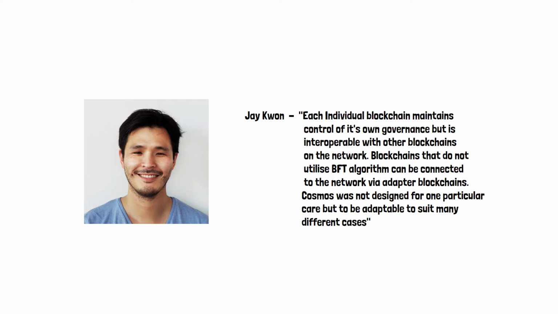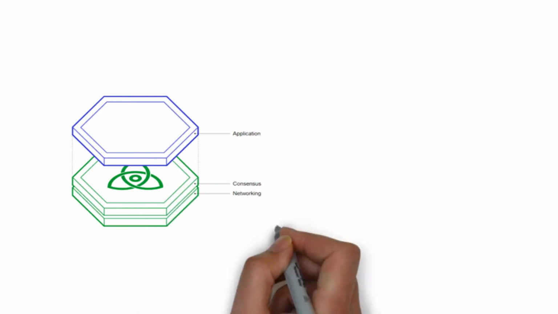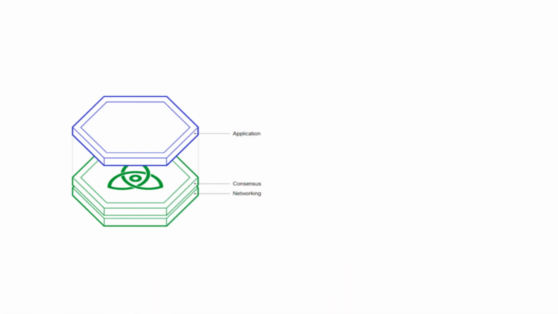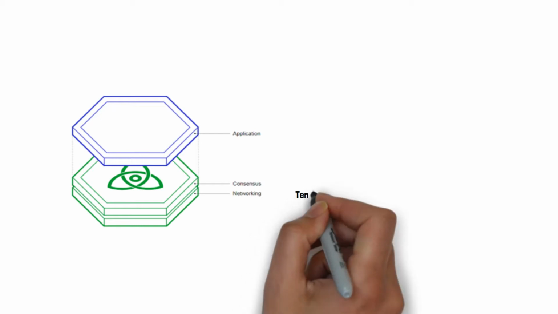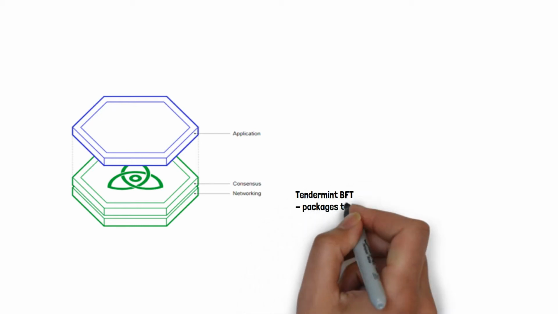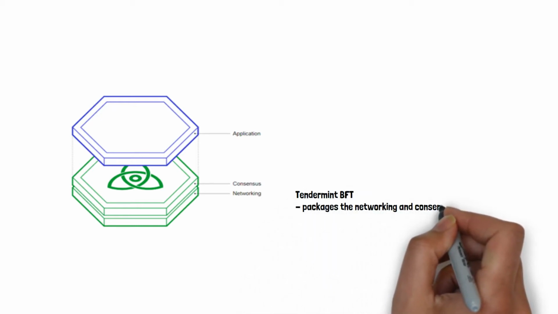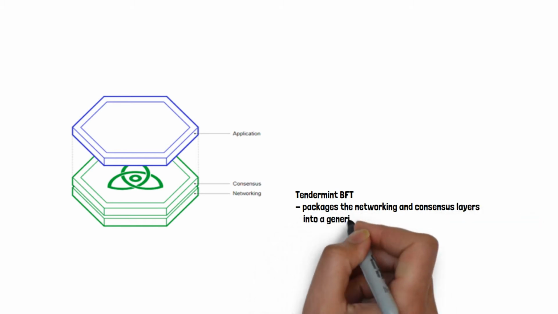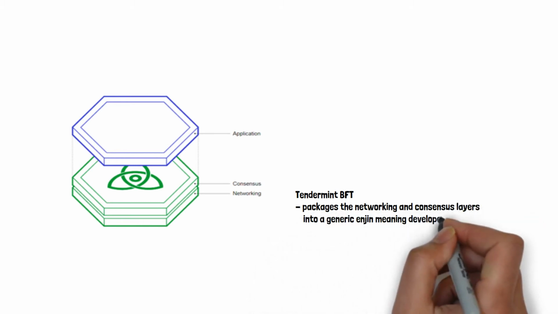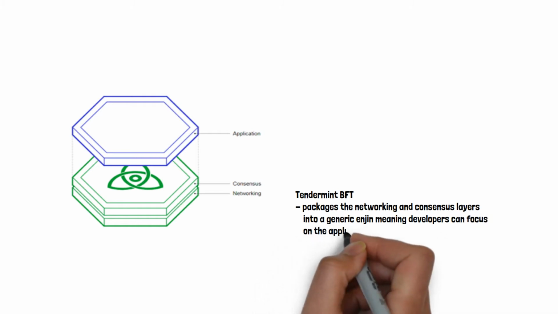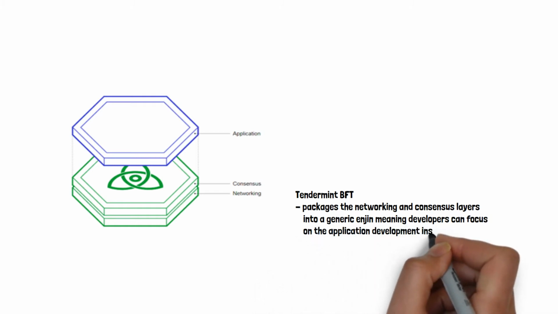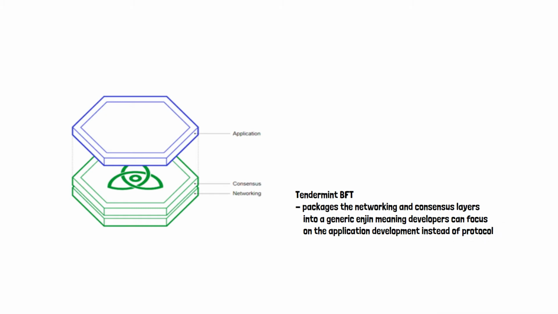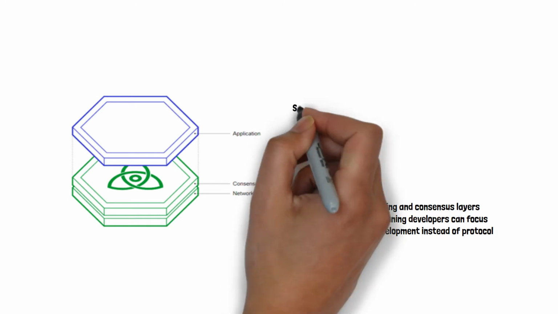Cosmos was not designed for one particular case, but to be adaptable to suit many different cases. The network is a dual-level blockchain ecosystem which has a native token called Atom to power its transactions. The first layer packages the network and the consensus layers of the blockchain into a generic engine, meaning developers can focus on the application development instead of the protocol. This first layer is called Tendermint BFT, which stands for Byzantine Fault Tolerance.